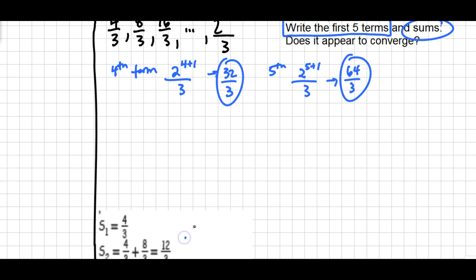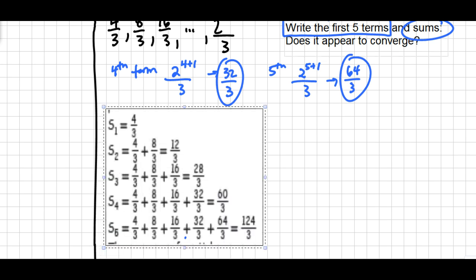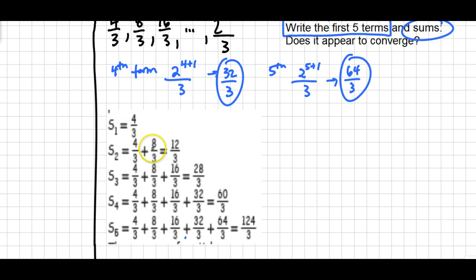I'm just going to pull that up for you here on the video. So you can see here that the first term is 4/3. When you add the first and the second term together, we get 12/3 or 4. 4/3 plus 8/3 plus 16/3, and we get all of our answers there. So these are all the sums now in the series.